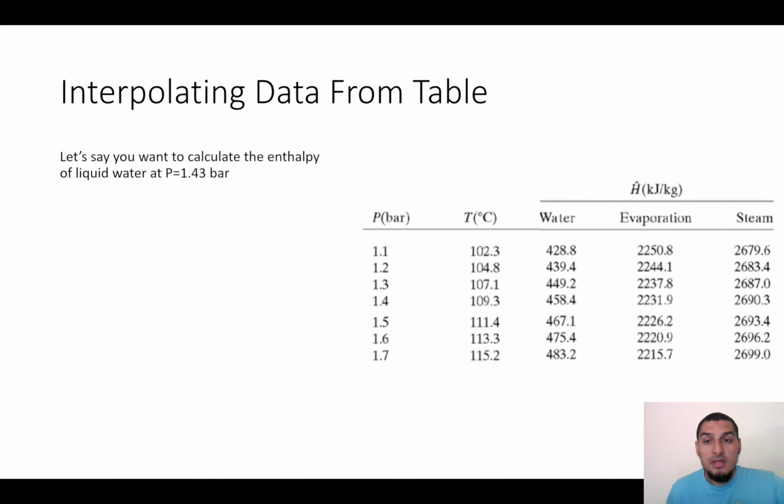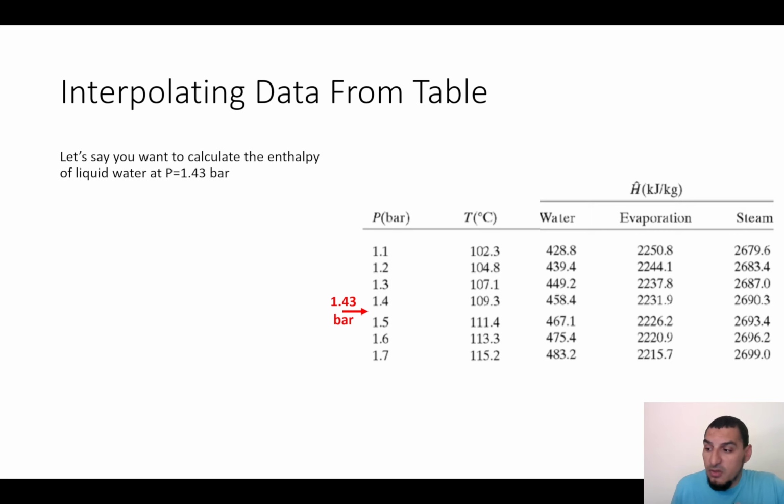But the pressure that you are interested in is 1.43. You would see here that the data that you have is 1.3, 1.4, 1.5, 1.6. So 1.43 is not part of the table. It is in between the data that you have in this table.